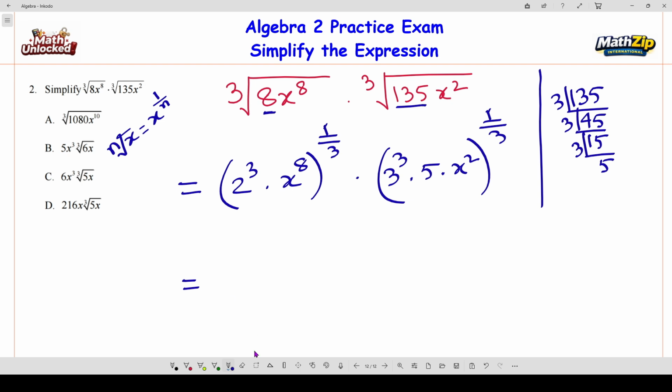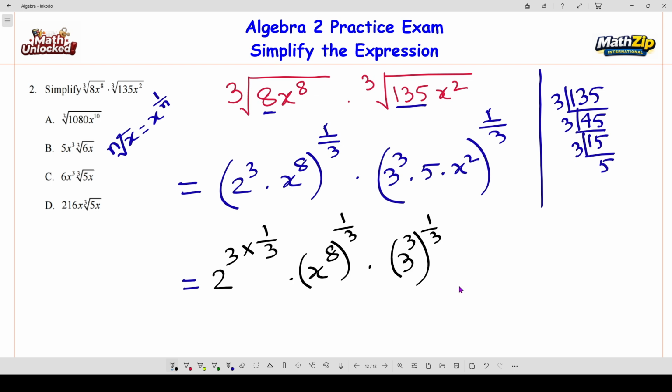Now we can write 2 to the power 3 times 1 by 3, times x to the power 8 to the power 1 by 3, times 3 to the power 3 to the power 1 by 3, times 5 to the power 1 by 3, times x square to the power 1 by 3. All are separate.